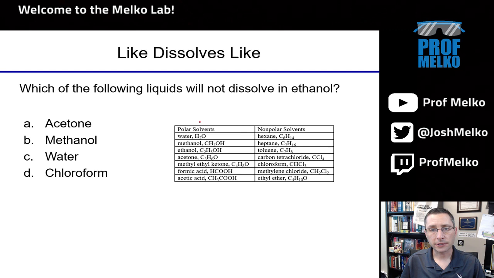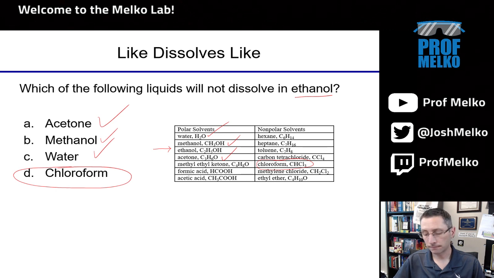Now, I give this table in my lecture of polar solvents and non-polar solvents. Obviously, there's a lot more than just these, but these are some common ones. And the like dissolves like rule describes what will dissolve in ethanol and mix with it and what won't. So if ethanol is right here, a polar solvent, then all the other polar solvents will dissolve in it, including water, acetone, and methanol. So A, B, and C will all dissolve in ethanol. A non-polar solvent will not, so the answer here has to be the one non-polar solvent there is, chloroform. That's basically the like dissolves like rule.